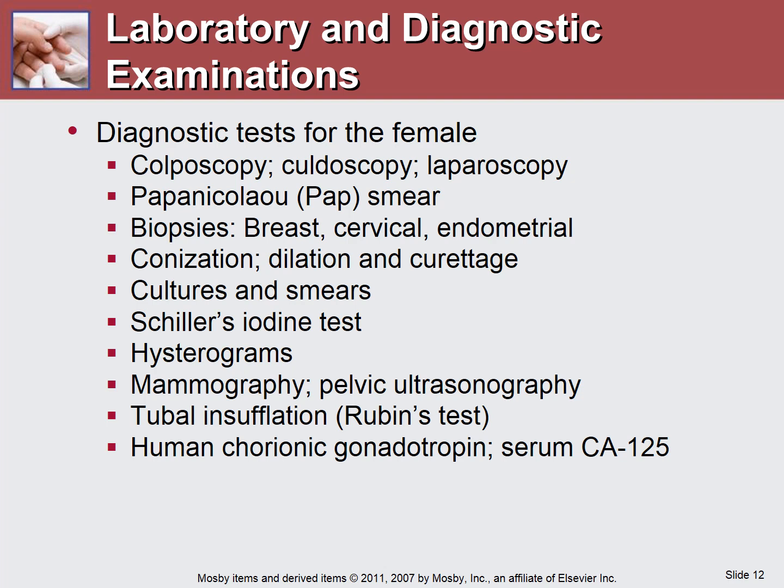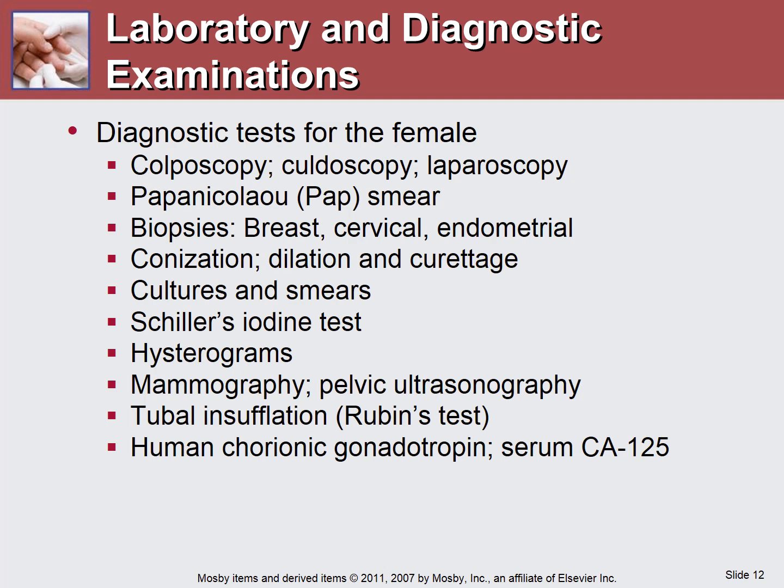We do cultures and smears to assess for sexually transmitted diseases. We do an iodine test. What happens is a dye is applied to the mucosa of the cervix area, and usually a normal mucosa would pick up the stain, but a mucosa that has cancer doesn't do so. So it's going to help differentiate and diagnose cancer.